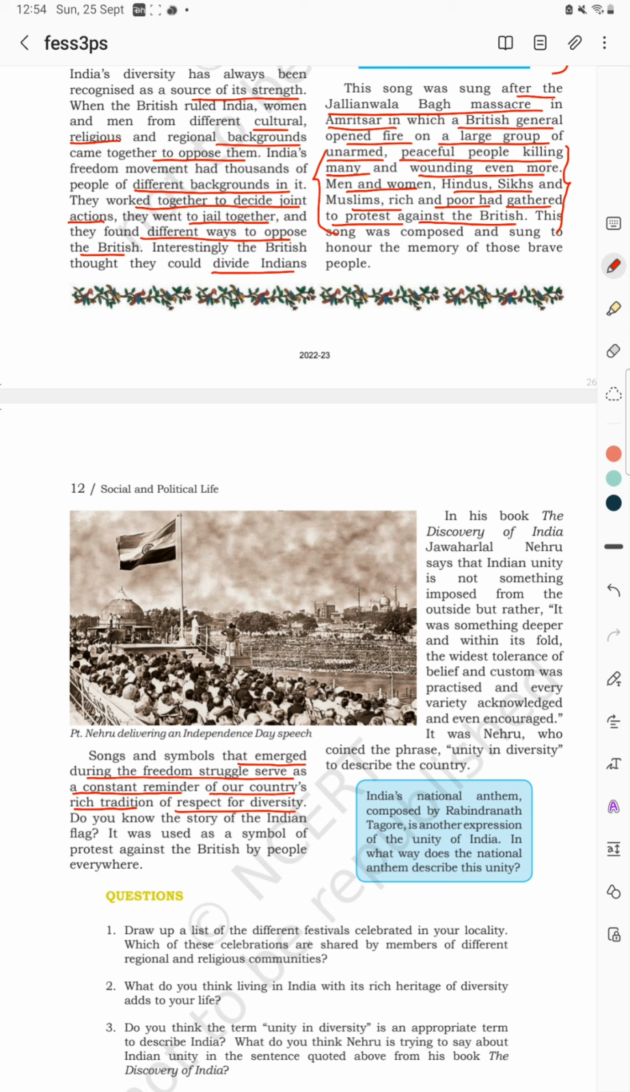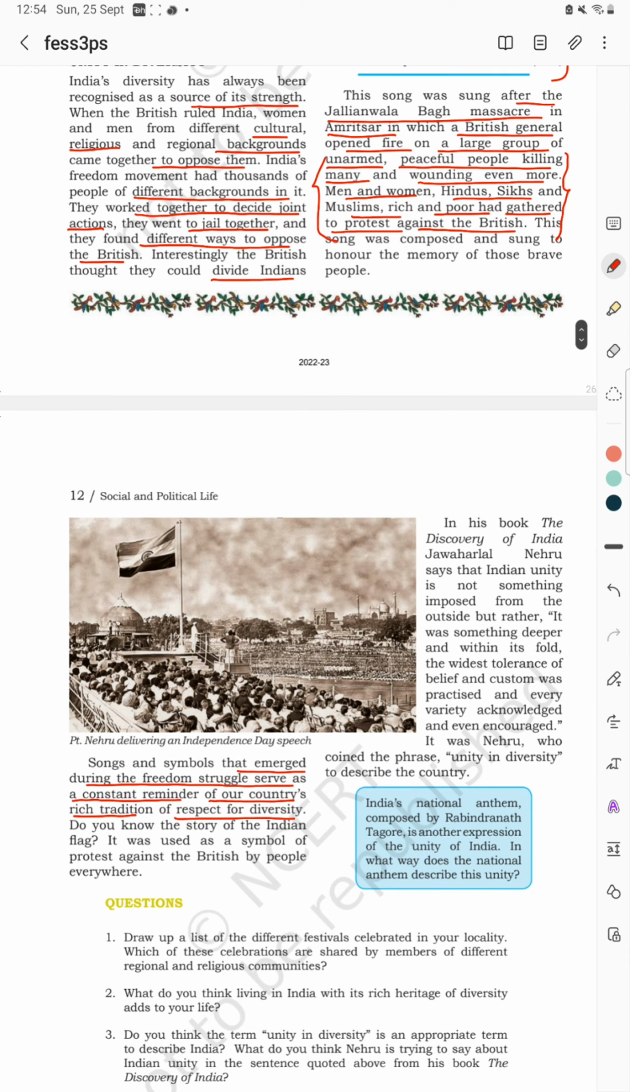So basically, songs like the song which we have seen just above, and symbols like our national flag, emerged during the freedom struggle, and they serve as a constant reminder of our country's rich tradition of respect for diversity. The Indian flag was used as a symbol of protest against the British by the people everywhere. So the Indian flag was a symbol of unity.